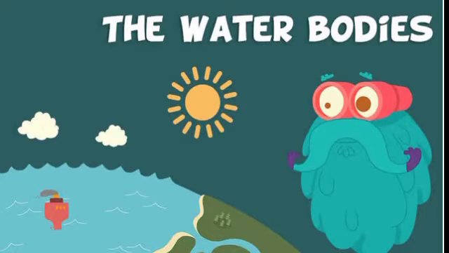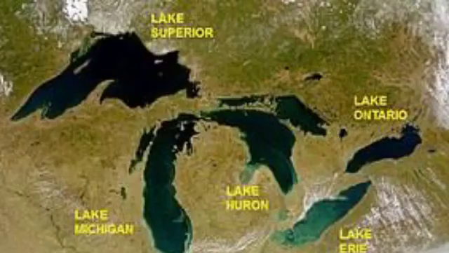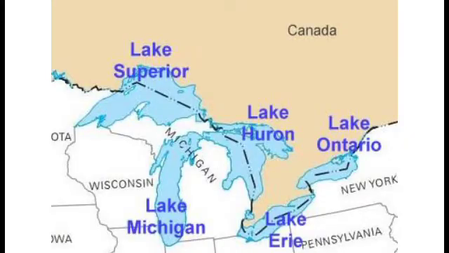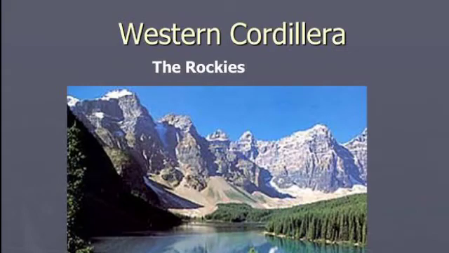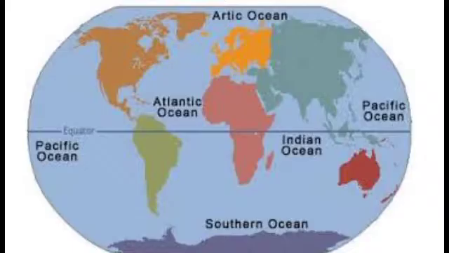Water bodies. North America is a land of great rivers and lakes. Most of the rivers in North America originate from the Western Cordillera and drain into the Arctic Ocean, the Pacific Ocean, the Atlantic Ocean, and the Gulf of Mexico.